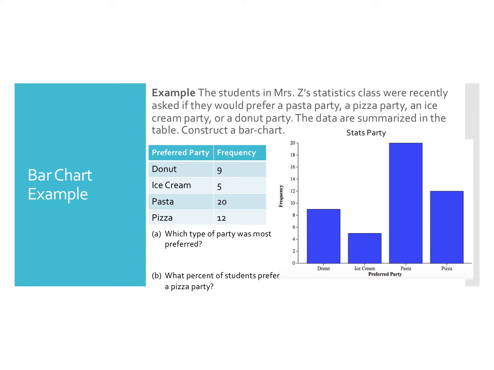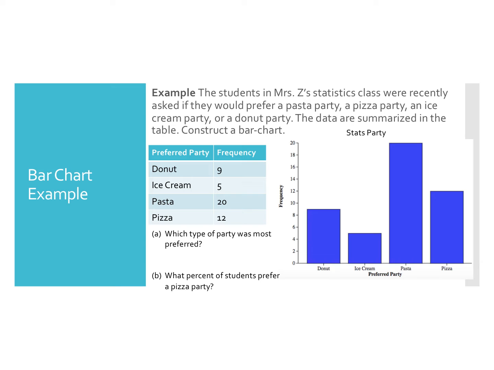So if we look at another example, notice we have the students in Ms. Z's statistics class were recently asked if they would prefer a pasta party, pizza party, an ice cream party, or a donut party. And the data are summarized in our table. And if we wanted to construct a bar chart, this is what it would look like.